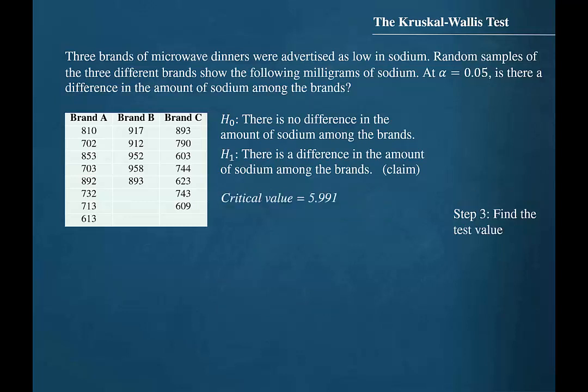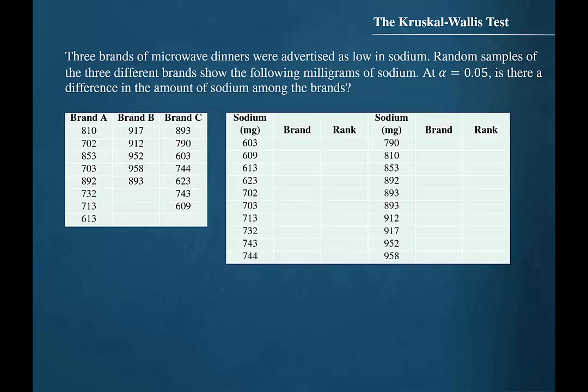Step 3 is to find the test value. In order to find the test value, we will begin by organizing the data in ascending order. Once that is done, we will identify the group that each data value came from. The next step is to rank each of the data values.